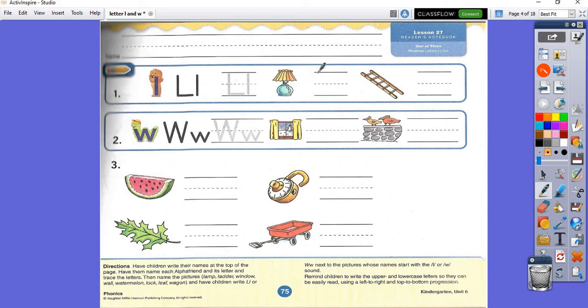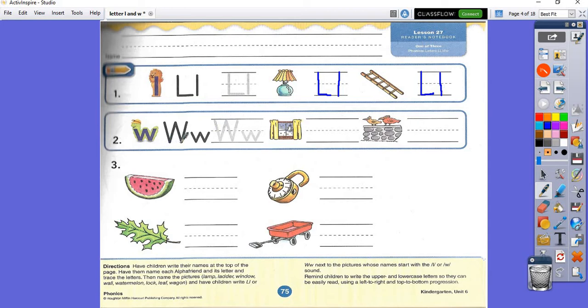We will write here L, the uppercase and the lowercase. Very good. What picture is this? This is ladder. Ladder starting with which letter? Ladder starting with letter L. We are going to write here letter L. And the sound is L. Very good.